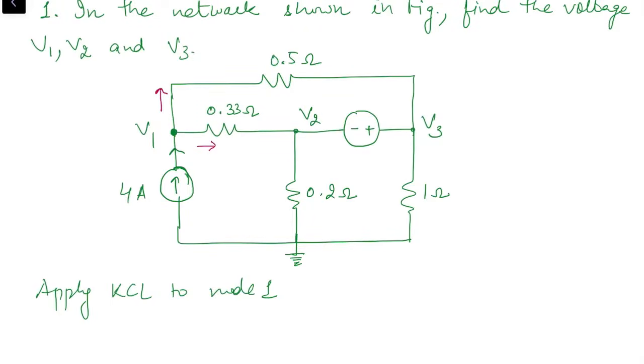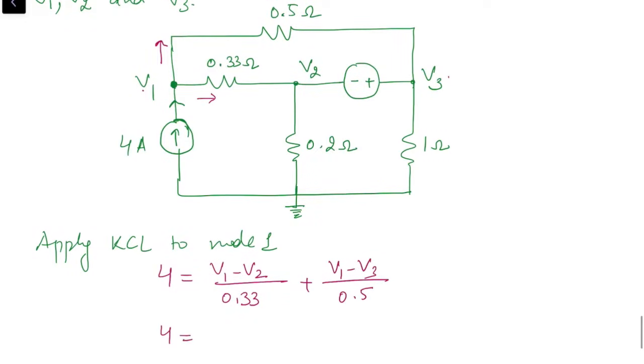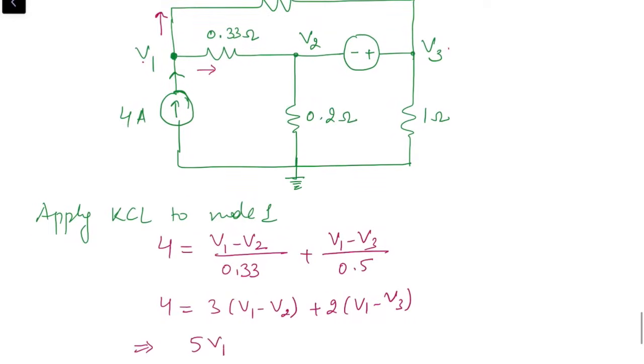So when we apply KCL, 4 ampere current should be equal to (V1 minus V2) upon 0.33, which is the current through 0.33 ohm resistance, that is potential difference divided by resistance, plus current through this 0.5 ohm resistance, which is (V1 minus V3) by 0.5. So this will become 3 times (V1 minus V2) plus 2 times (V1 minus V3), and simplification of this will give us the equation 5V1 minus 3V2 minus 2V3 equal to 4, which is our first equation.